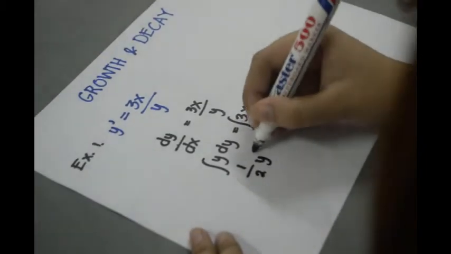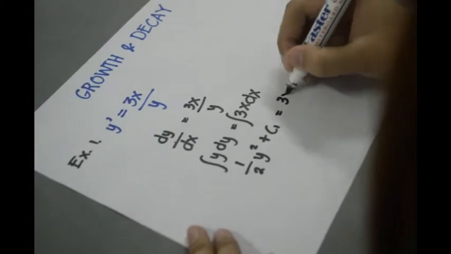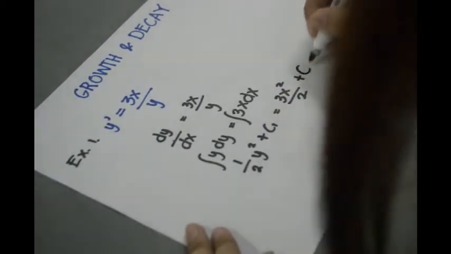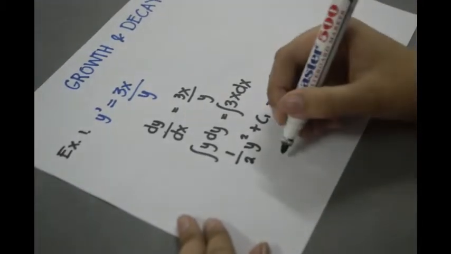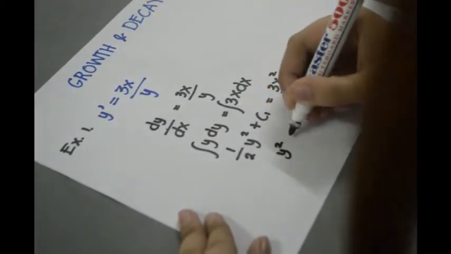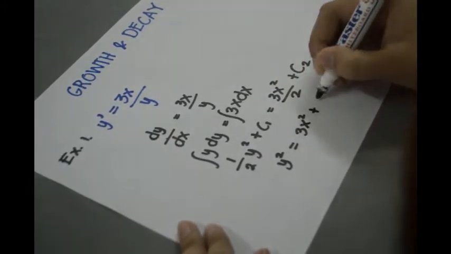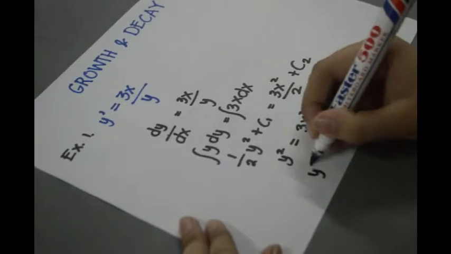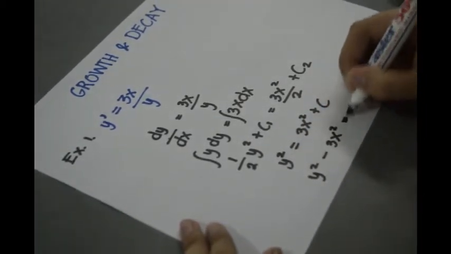1/2 y squared plus c1 is equal to 3x squared over 2 plus c2. It is not necessary to add constants to both sides. y squared is equal to 3x squared. We will obtain a general form of y squared minus 3x squared is equal to 0.